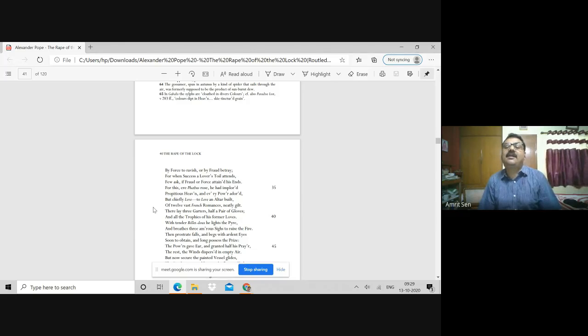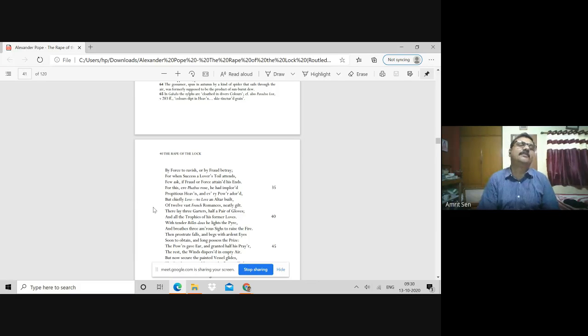There lay 3 garters, half a pair of gloves, and all the trophies of his former loves. The Baron is quite obviously a rake. A rake is somebody who poached upon women, who seduced women in the Restoration Court society. Therefore, these are the trophies, these are the reminiscences, the ornaments or garments that he has taken from his former lovers.